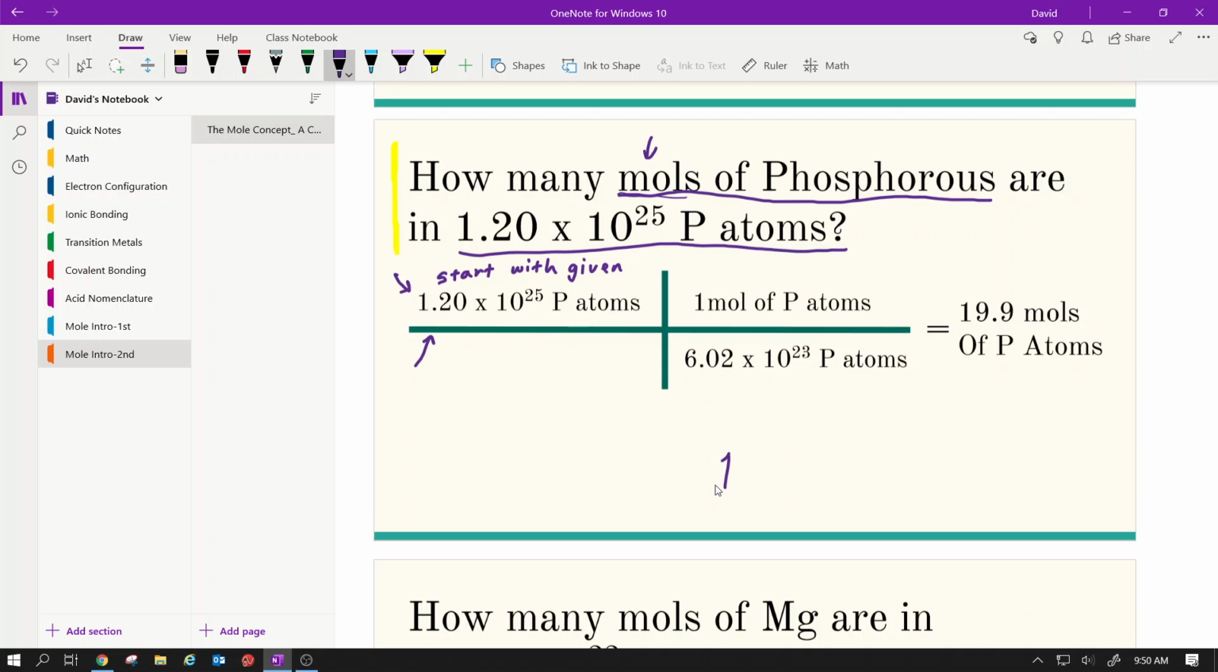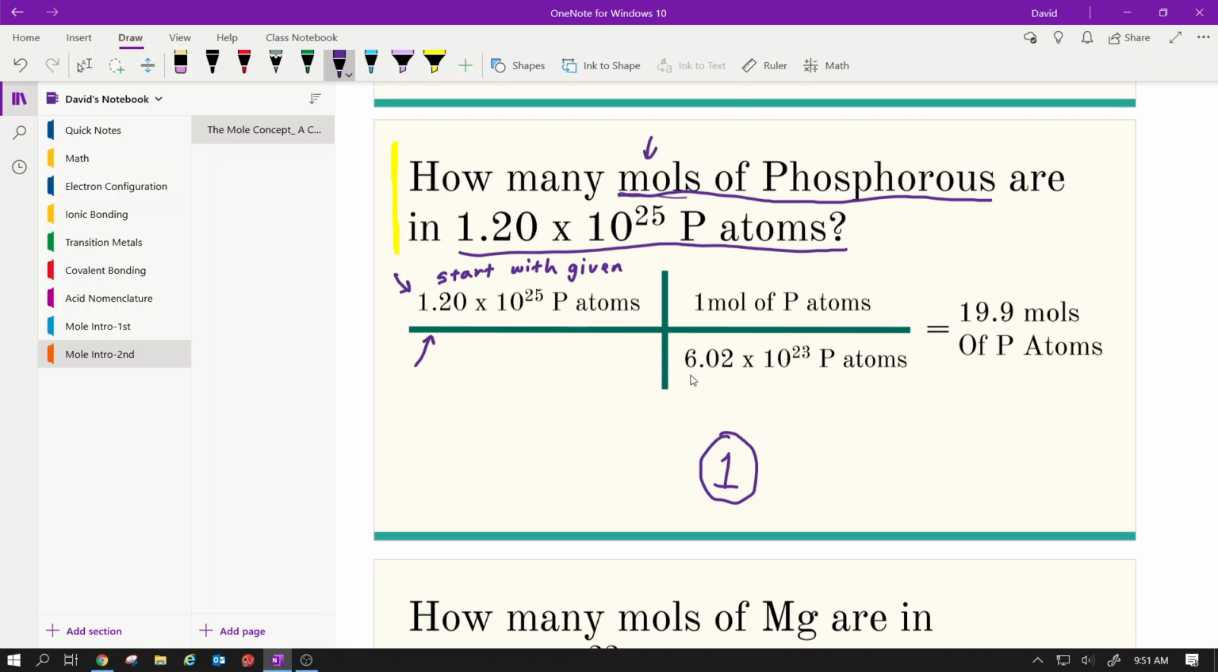All right? So I'm really taking this and multiplying by 1 so that I'm not changing its value. I'm just changing its unit. It's kind of like when you have to change denominators in fractions. Like if I had something in eighths and I needed to change it to 24ths, I would multiply by 3 over 3.